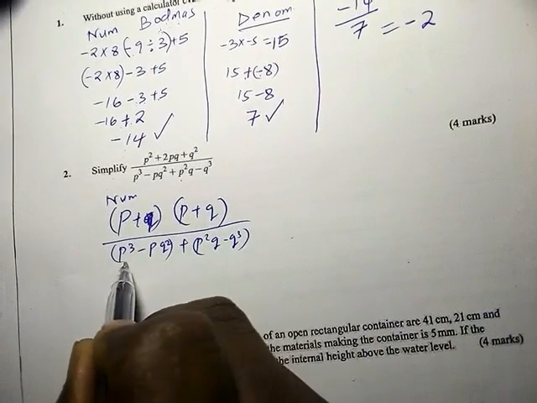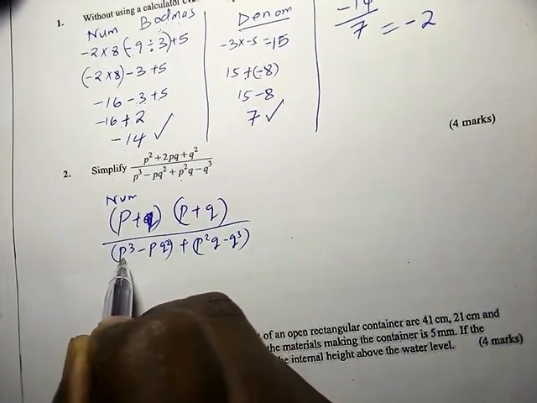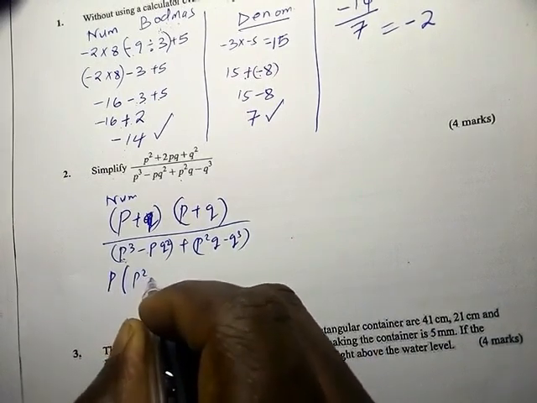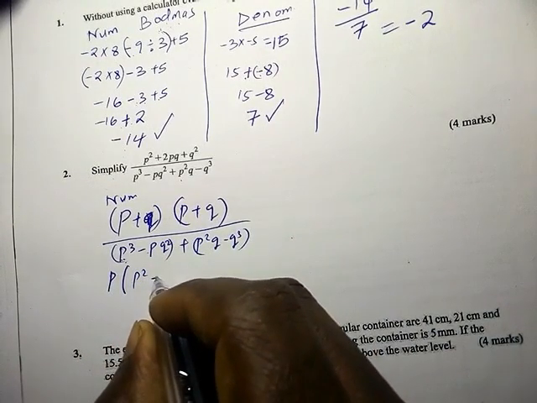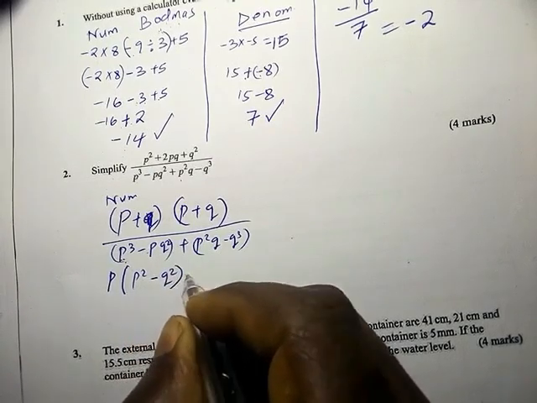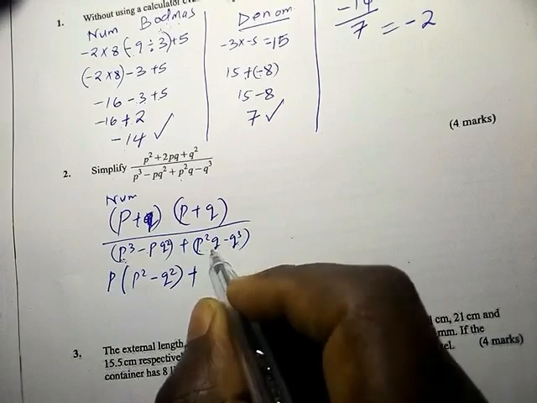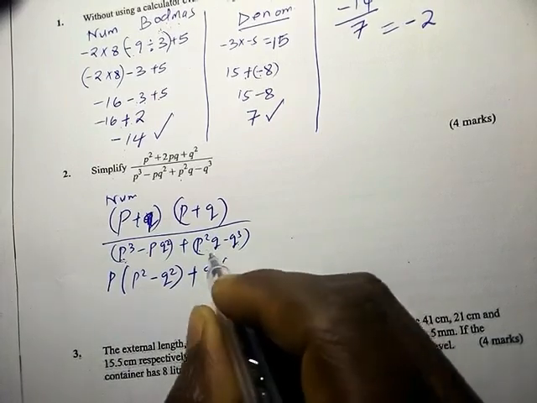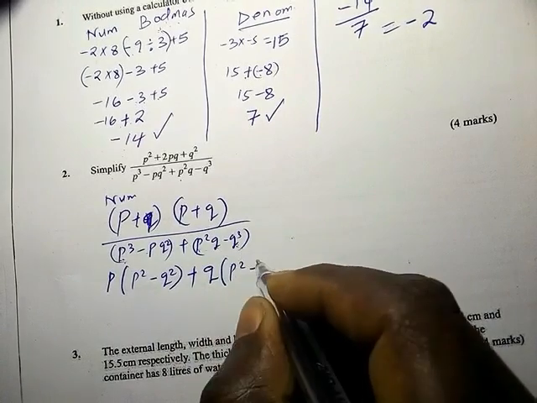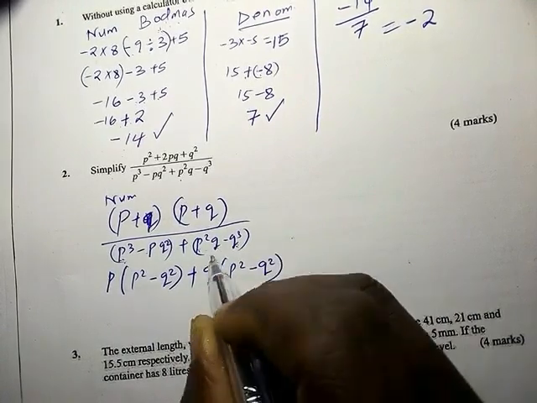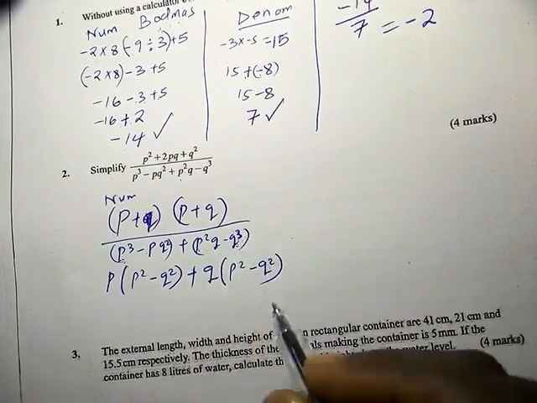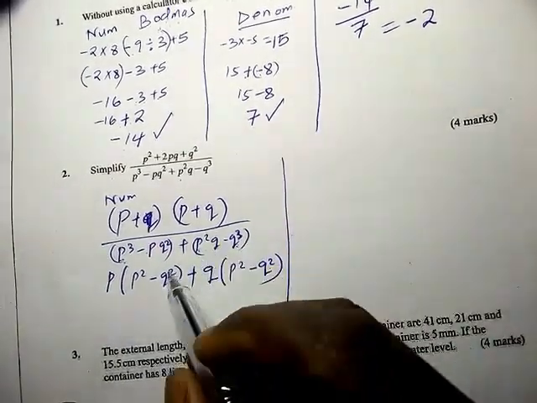And then here, what is common? You can see that P is common. So P into P squared minus Q squared, plus what is common here? Q is common. So Q into P squared minus Q squared. Q times Q squared is Q cubed. So now, in the denominator, we can group them.